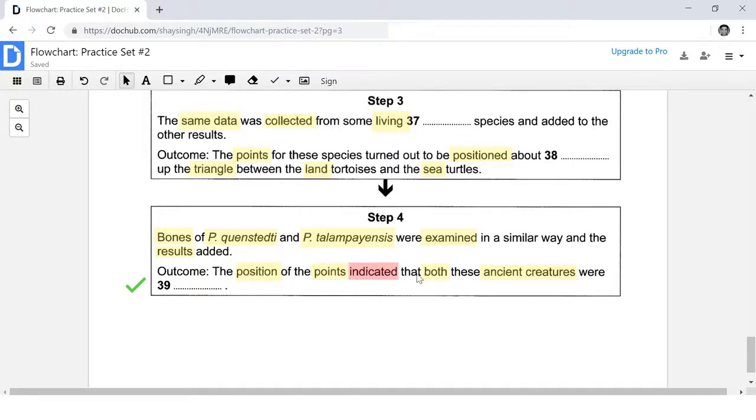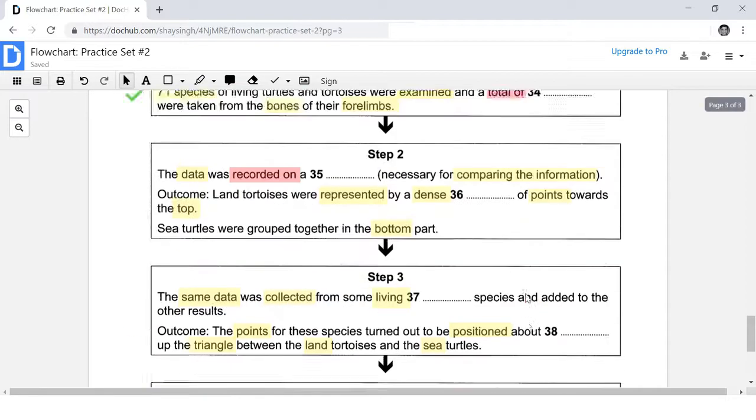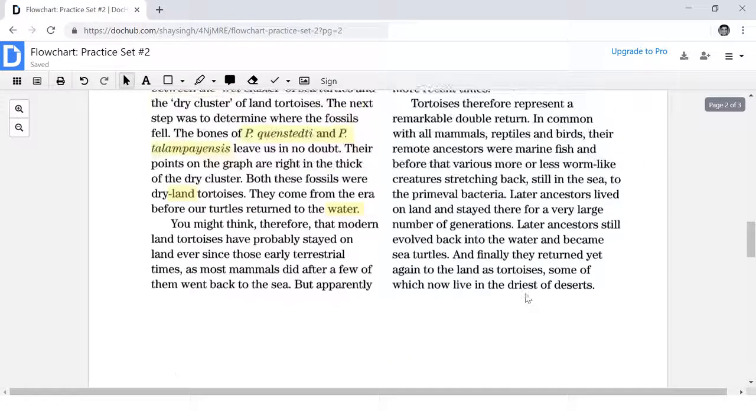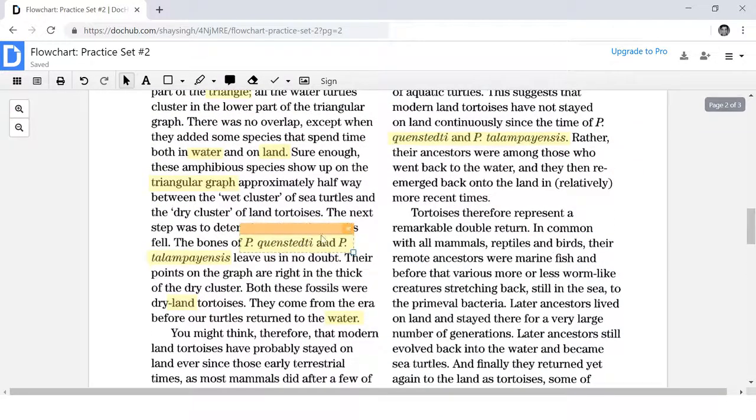Now let us start to answer these questions, and I want to start off by answering this question. The question says, the position of the points indicated that both these ancient creatures were what? What did the position of the points indicate about the ancient creatures? Let us come up here, and here we have those keywords.